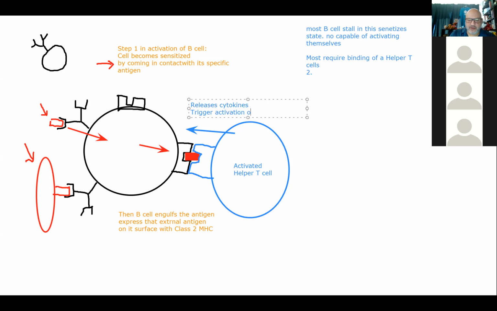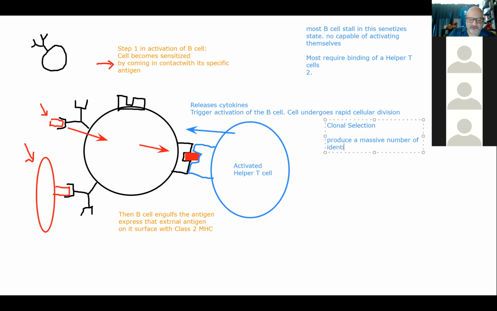activation of the B cell. And just like the T cell, when it is activated, the cell undergoes rapid cellular division. And they give a fancy name for this. They call it clonal selection. Why it's clonal selection in B cells and not T cells, I don't have a good answer for you. The exact same process. The cells are dividing, producing a massive number of identical cells to the original.